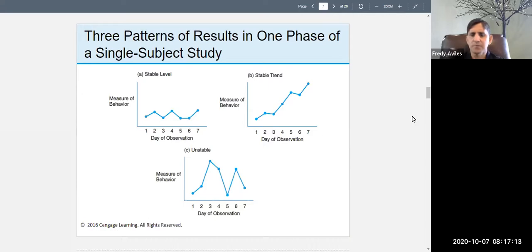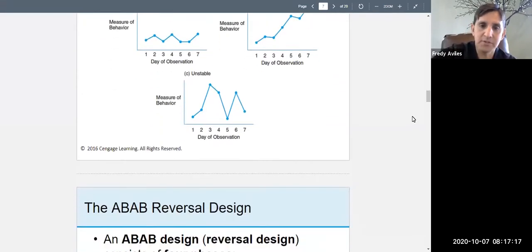Just to give you an example, okay? And these are examples I'm making up. It may not exactly work that way, but just to help you understand.